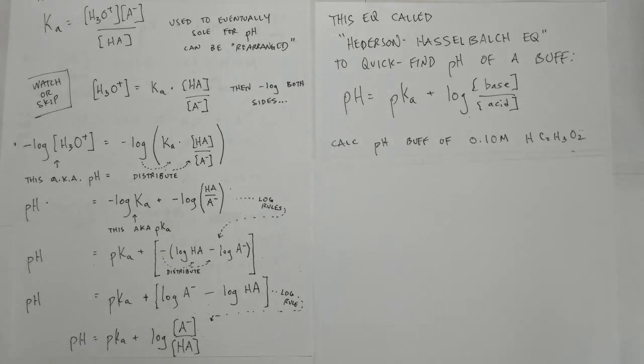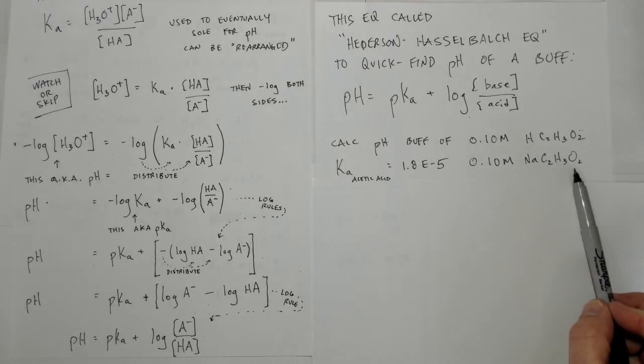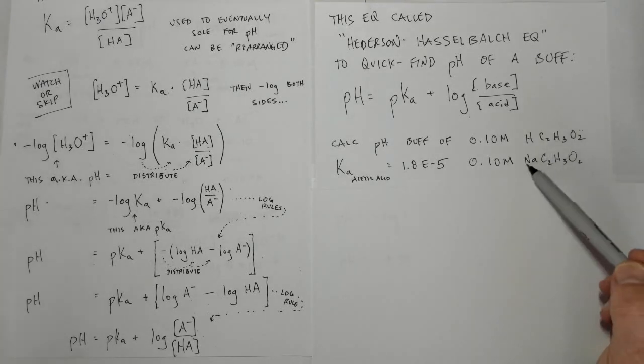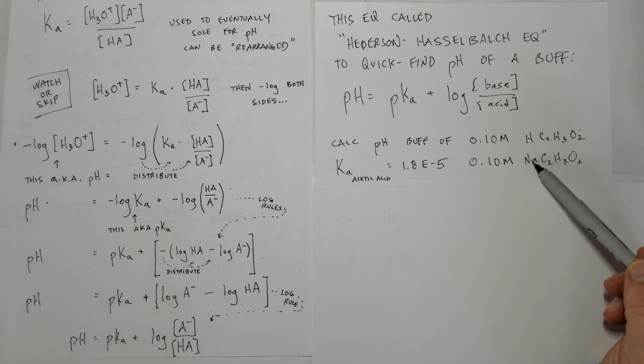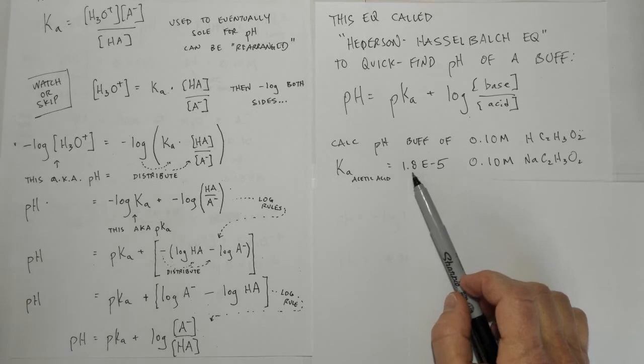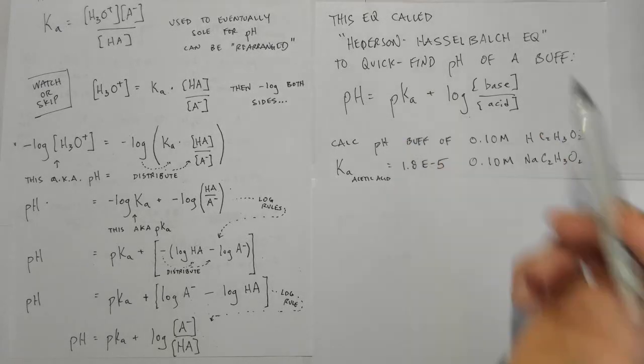So let's calculate the pH of a buffer that's 0.1 molar in HC2H3O2 and it is 0.1 molar in NaC2H3O2. And so right away from last video you recognize this is a weak acid and its conjugate base with a soluble cation on the front. And then I know the Ka of acetic acid by looking it up in Appendix D is 1.8 times 10 to the negative fifth.